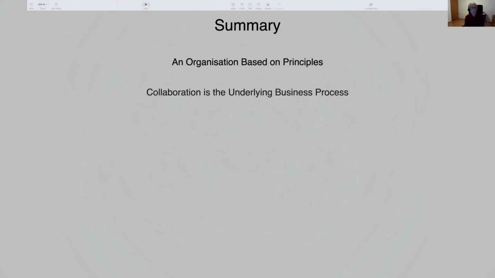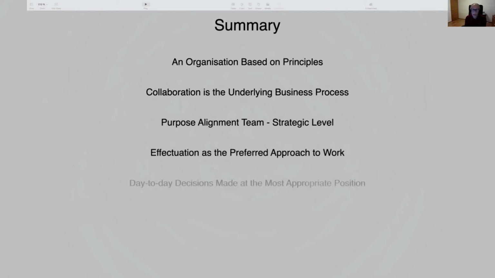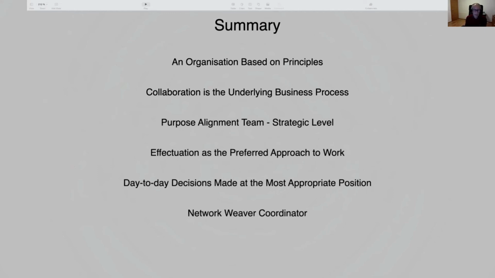So we've looked at this. Organization is based on principles. Collaboration is the underlying business process, and I really cannot emphasize that more than it really is an underlying business process. The purpose alignment team is at the strategic level, which is where management in the past tended to get too involved in day-to-day operations and seem to lose sight of how you work together as a team rather than as silos. And the Futocratic approach would not allow that separation.